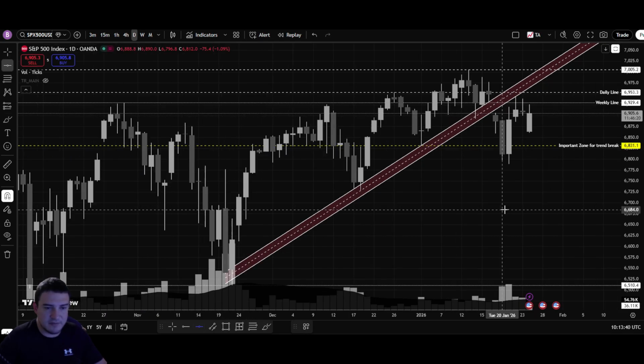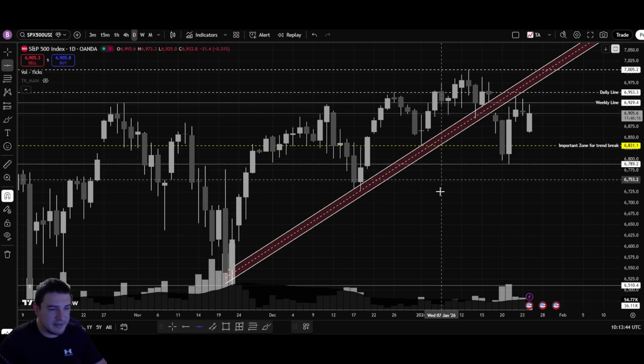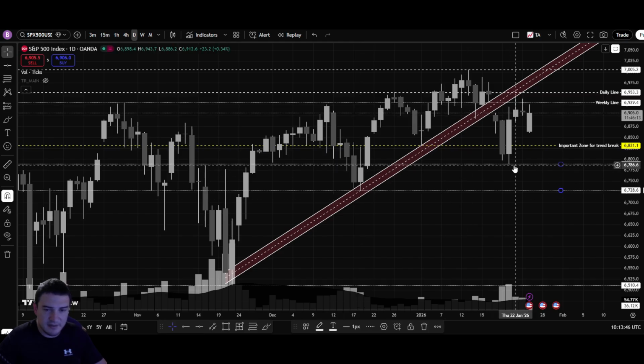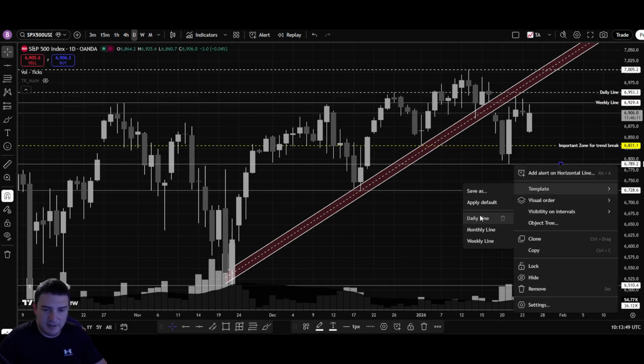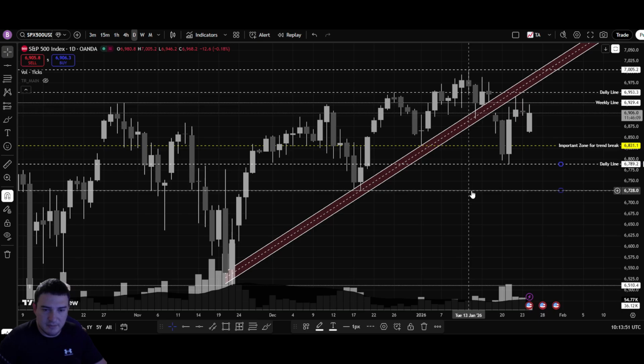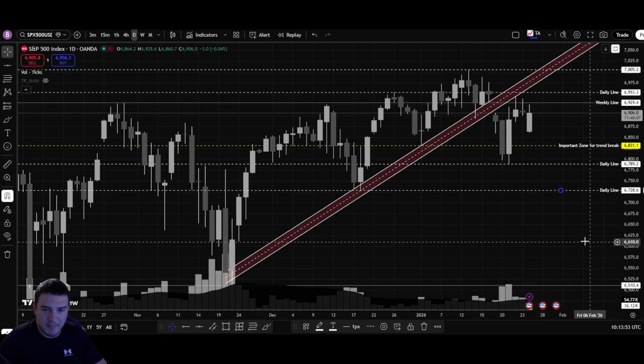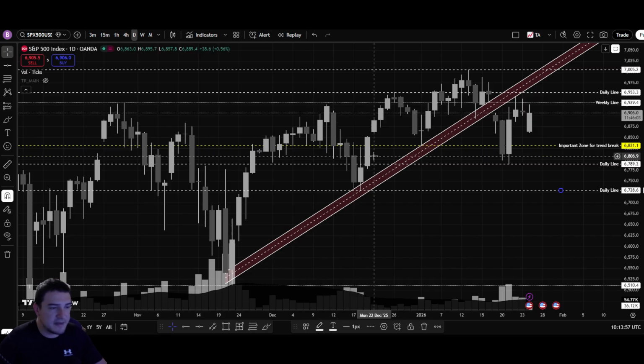There's no new lines to draw. I guess I'll just add these two lows here and mark them as daily lines. And that's it for the S&P.